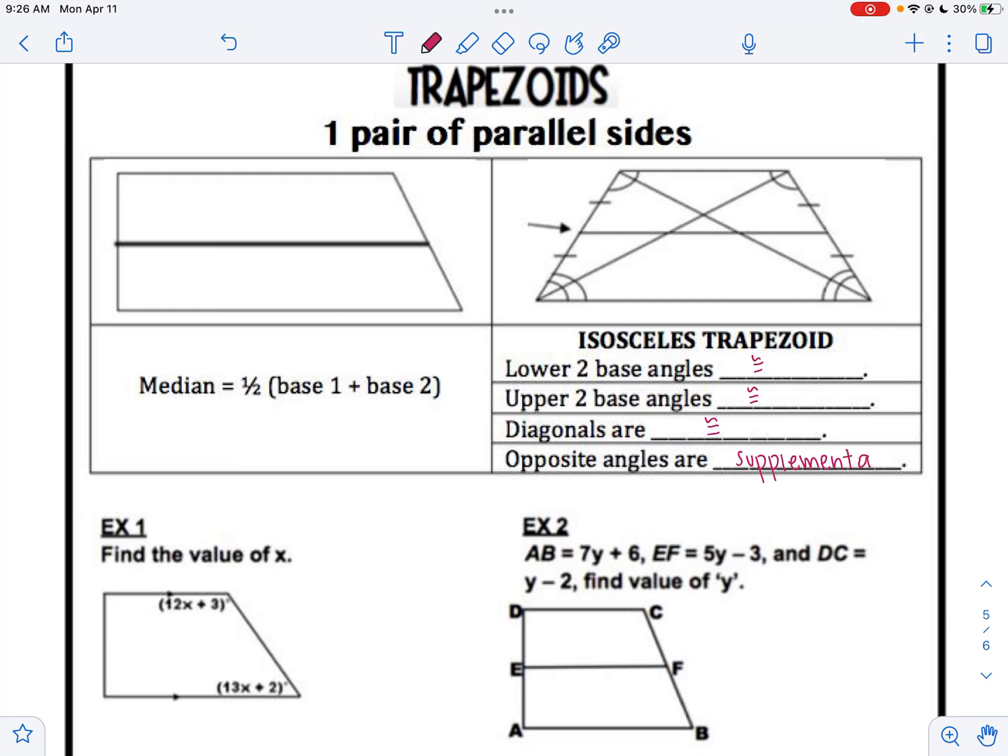Now, don't forget that you're allowed to use that colored piece of paper on your quizzes and on your test, and that you'll have all of these formulas and examples on there.